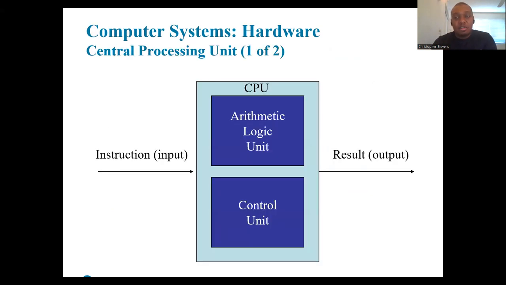The CPU, or central processing unit, is the brain of the computer. It works by performing the fetch, decode, and execute cycle to process program information. Here's a breakdown.